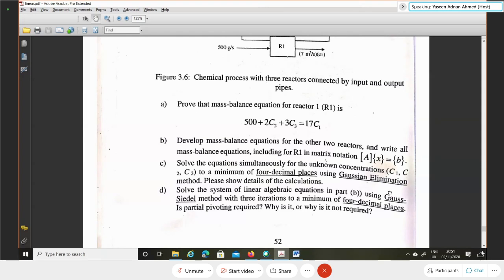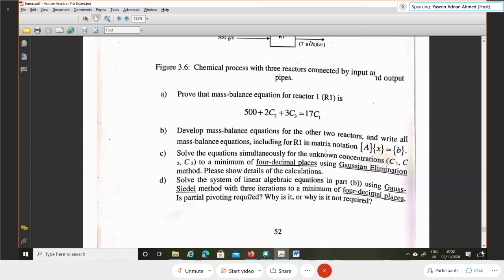They may ask you to use the Gauss-Seidel iteration, sometimes the Gauss elimination. As you see, one is an elimination method and one is an iteration method, and you have to compare.